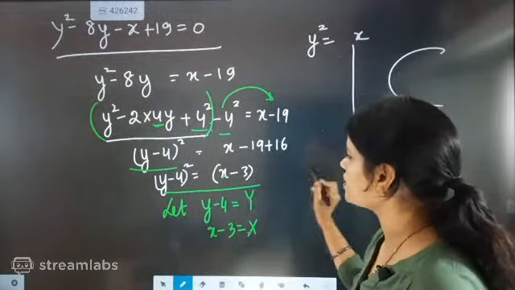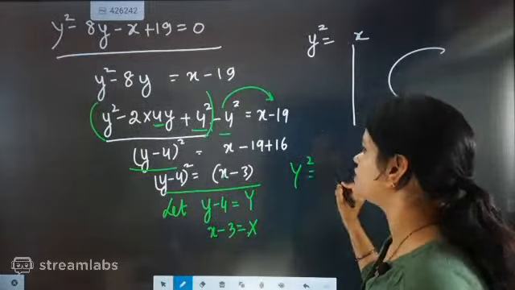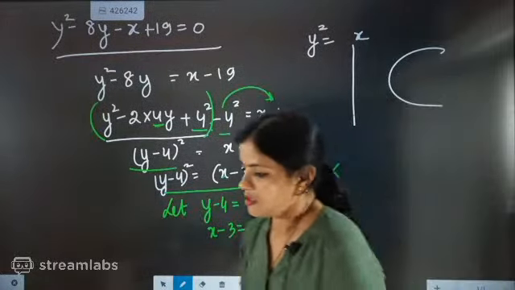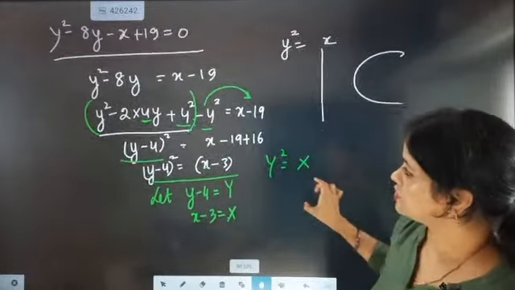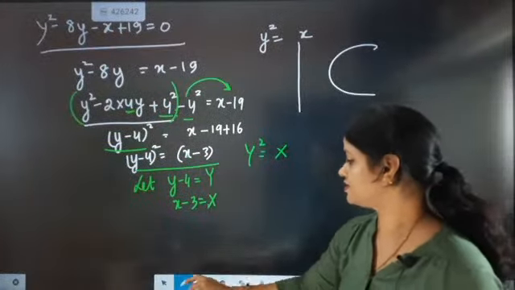So now it is going to come as y square equal to x. Y square equal to x. So this much part also was difficult, huh?